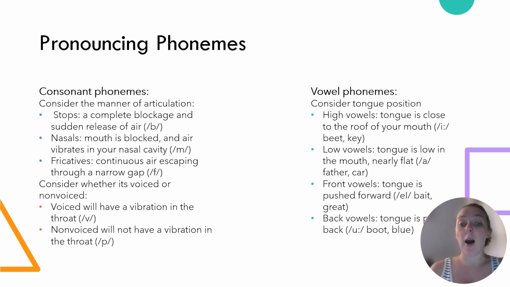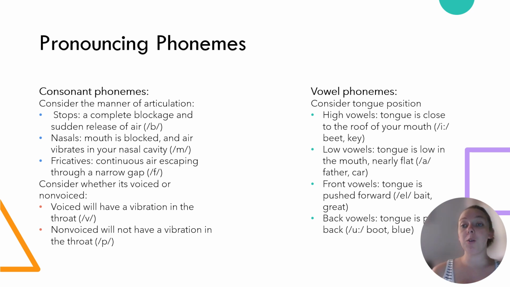And then there's front vowels. And with this, the tongue is pushed forward. So let's try the A sound. A sound. You see that? My tongue is close to the front of my mouth. With bait and great. And then there's back vowels, where your tongue is pulled back. So let's try all together the ooh. Ooh, you feel that? Your tongue's going to go back. So boot, blue. So those are kind of the things that you have to think about when pronouncing phonemes.